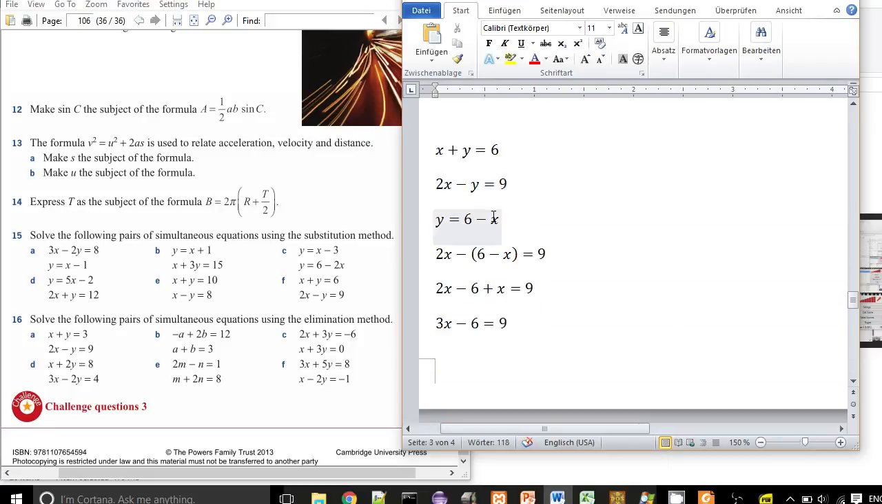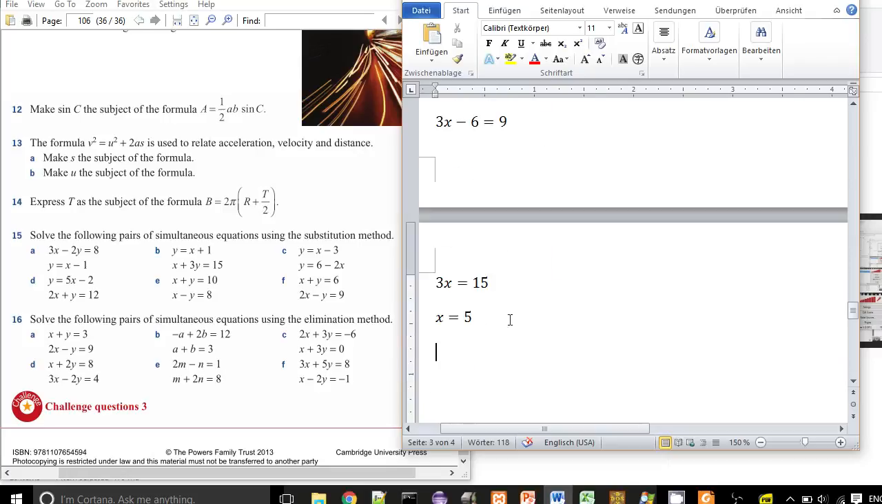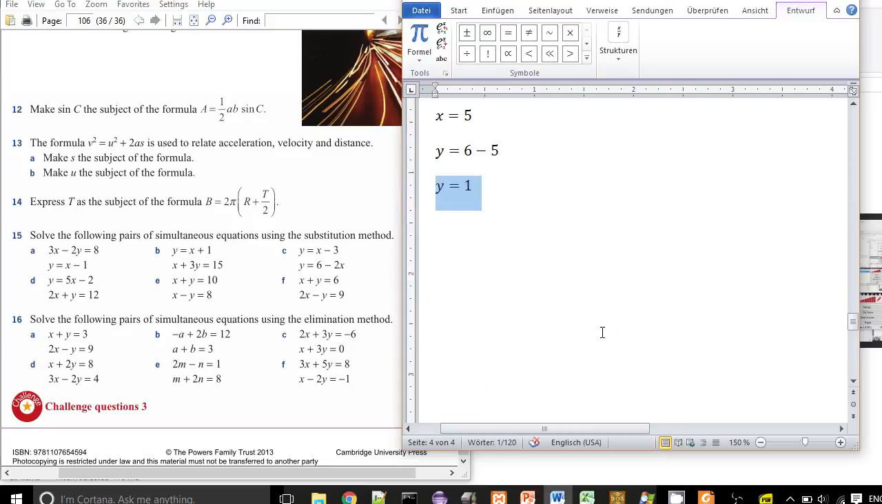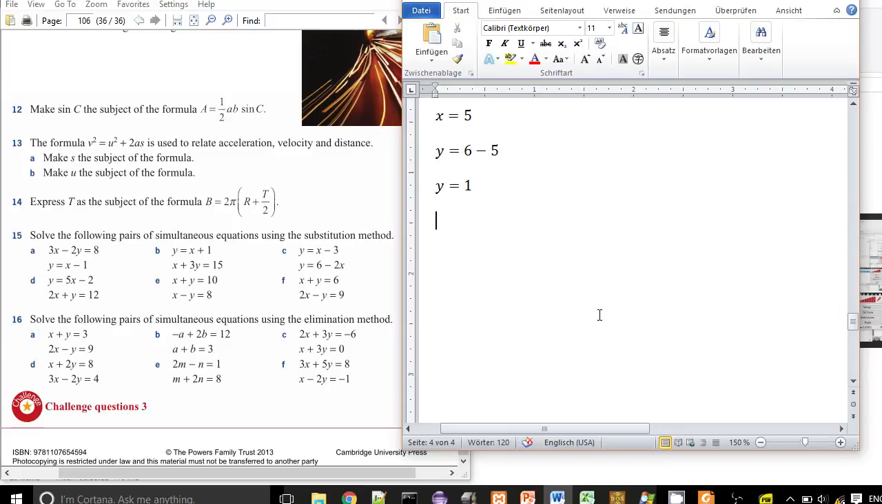Y is 6 minus 5, which is just 1. So y equals 6 minus 5, so y equals 1. And then underline or highlight these two parts. That's your answer. Okay, I'm going to move on to elimination, and then if we need to, we can always do more examples of others.